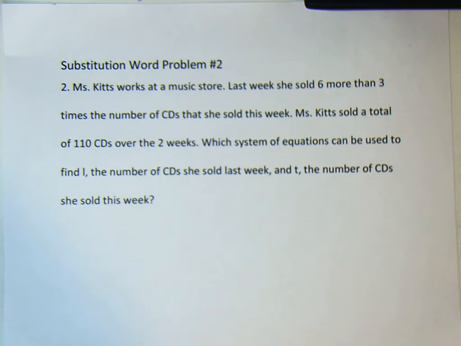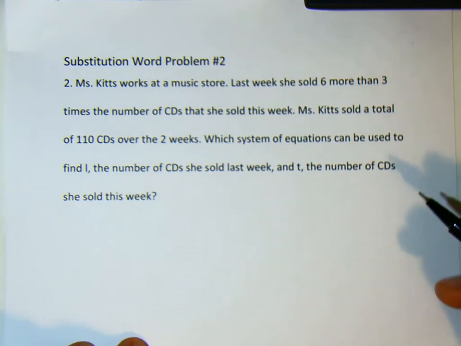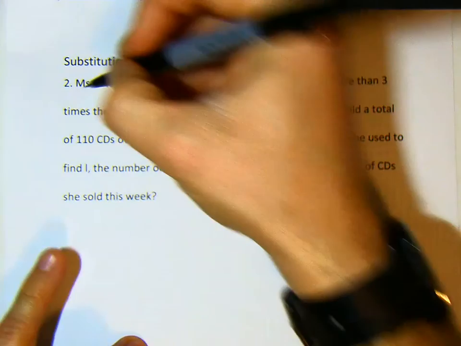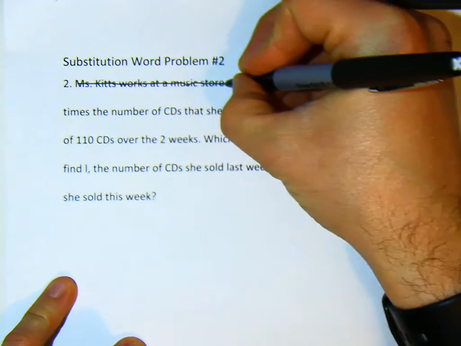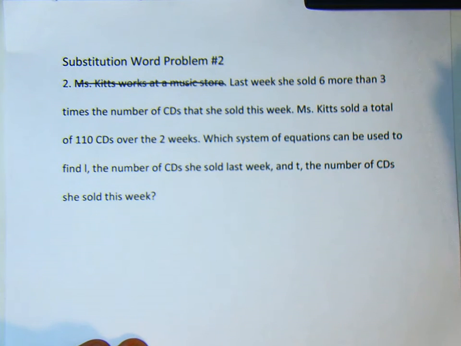Word problem number 2. It says Miss Kitts, so let's read and mark up our text. Miss Kitts works at a music store. Okay, well, I don't really care about that. Last week she sold 6 more than 3 times the number of CDs she sold this week.